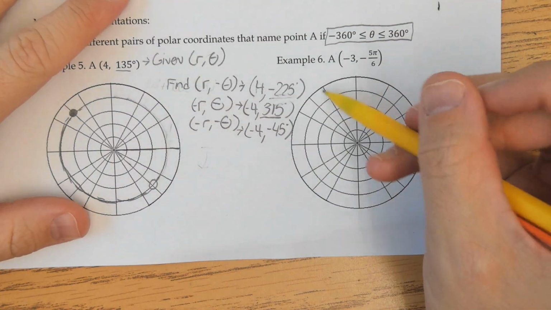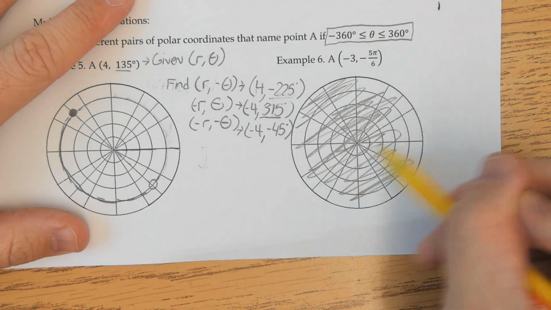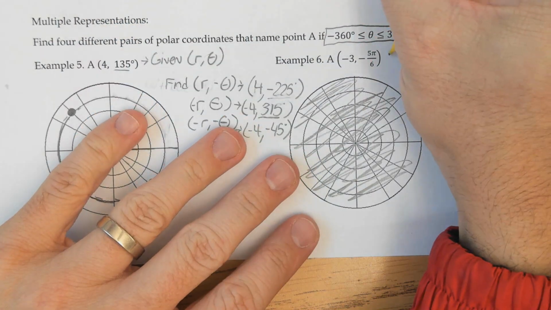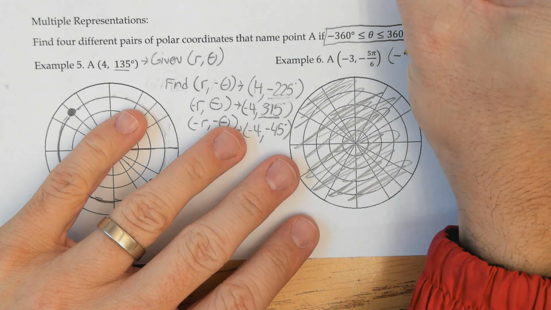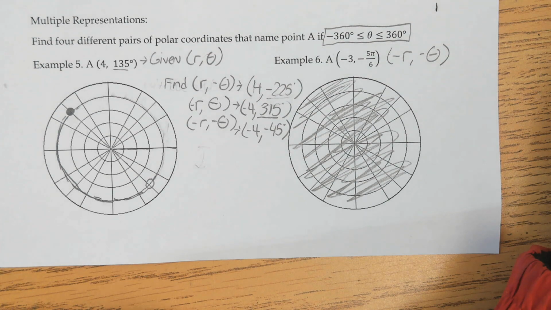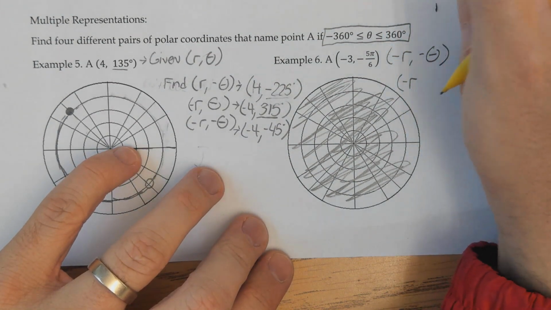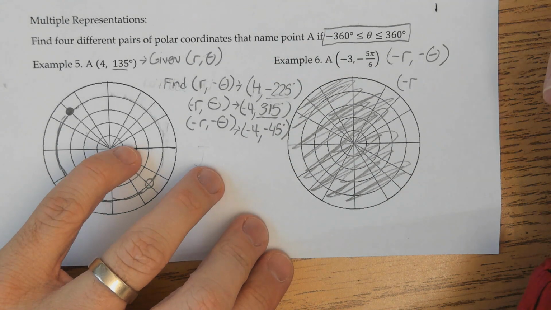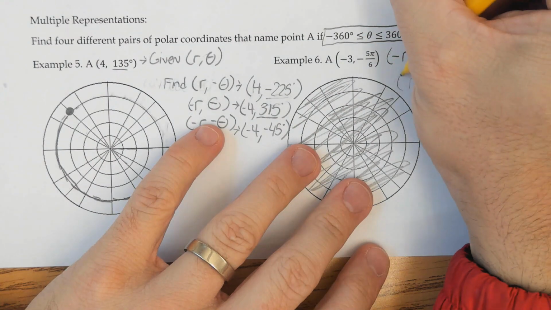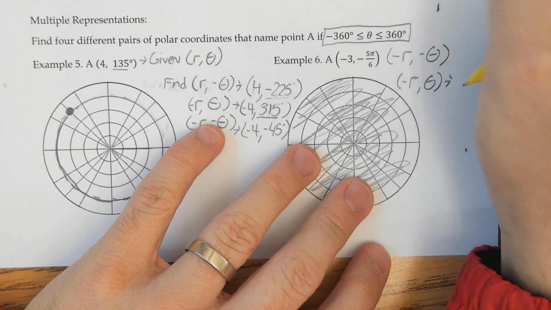So watch what I do here on this next one. I'm not going to even use the circle here. I'm just going to shade it out. Okay? Let's see what I've been given here first. I've been given negative r, negative theta. So what that means is that I have to find negative r, positive theta. So what is that going to look like?